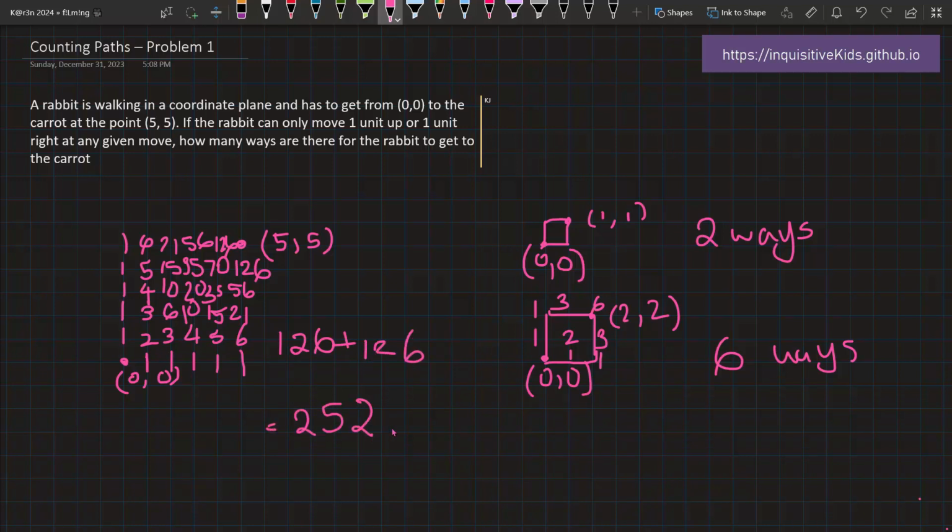So there are 252 different paths the rabbit can take in order to get from the point 0, 0 to the point 5, 5, under the condition that the rabbit can only move 1 unit up or 1 unit right.